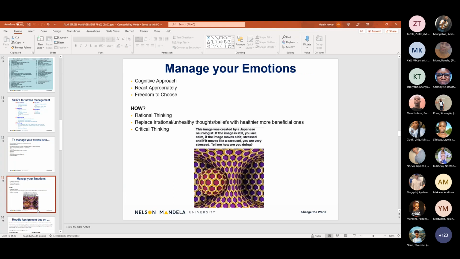Manage your emotions. This you can read in the textbook. I'm not going to wait too long for that. So that image was created by a Japanese neurologist. If the image is still, you are calm. If the image moves a bit, you are stressed, and if it moves like a carousel, you are very stressed. Tell me how you're doing. So for the moment, this is not moving at all for me, so I assume I'm very calm. So you can look at this and see if it moves like a carousel for you.